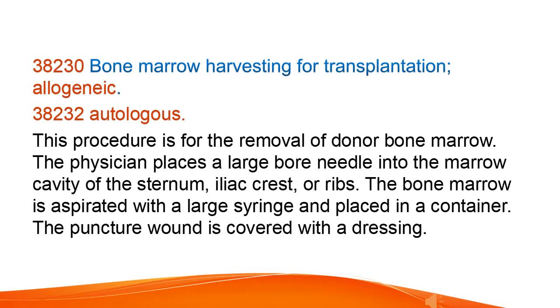Bone marrow harvesting for transplantation, allogeneic, autologous. This procedure is for the removal of donor bone marrow. The physician places a large bore needle into the marrow cavity of the sternum, iliac crest, or ribs. The bone marrow is aspirated with a large syringe and placed in a container. The puncture wound is covered with a dressing.